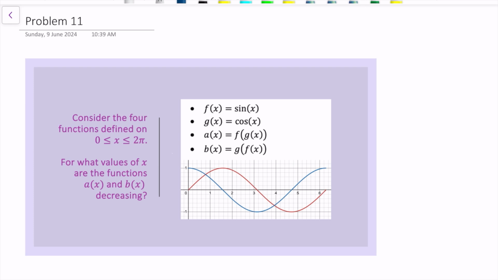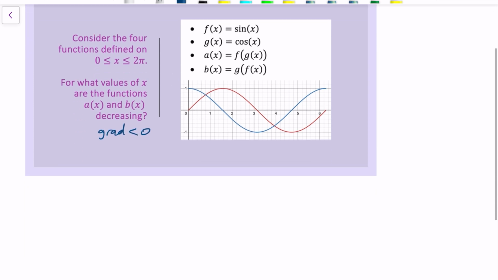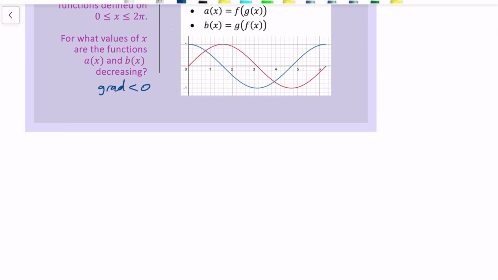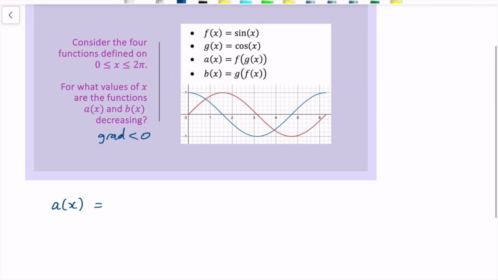The graph gives us the functions sine and cosine of x, because that's going to be useful for us. But first up, decreasing means that the gradient is less than 0. So we go about finding the gradient functions for a and b of x. A of x, what's that function? F of g, where f is sine and g is cosine. So sine is the outer function and the cosine is the inner function. And the opposite for b of x, cosine being the outer function, sine being the inner function.